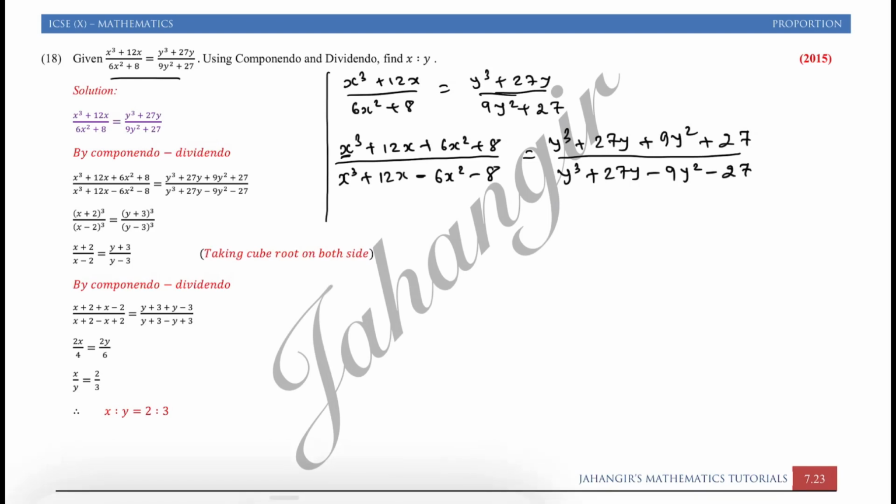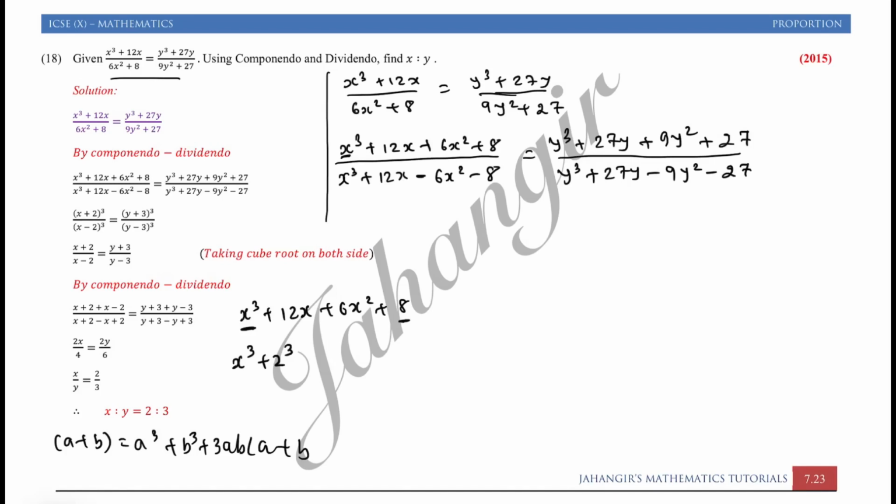First part I will show you. So here we have x cube plus 12x plus 6x square plus 8. So we can see this 2 is cube term. So x cube plus 2 cube. We know a plus b whole cube identity is a cube plus b cube plus 3ab(a plus b). This is the a cube plus b cube identity.